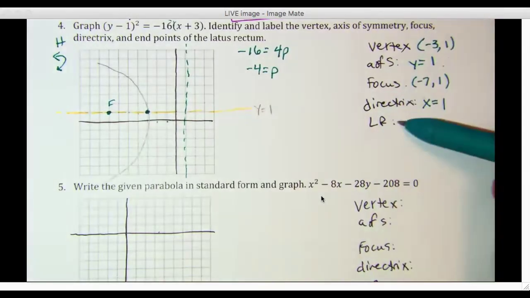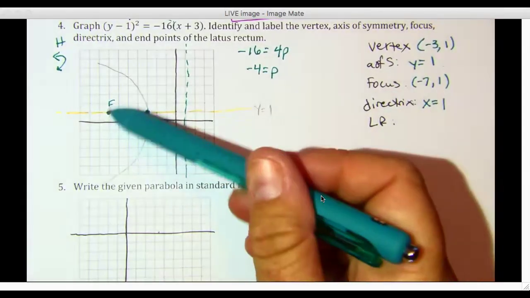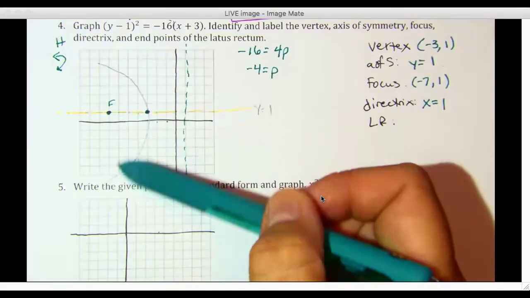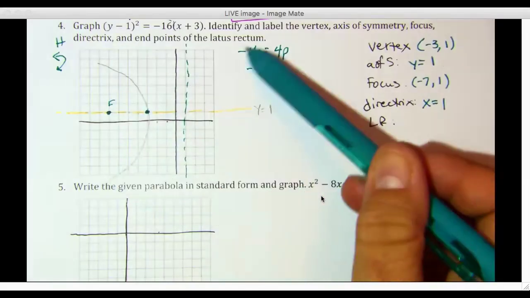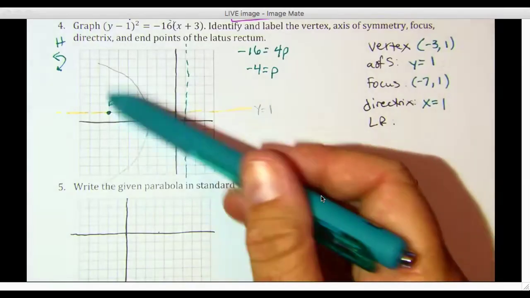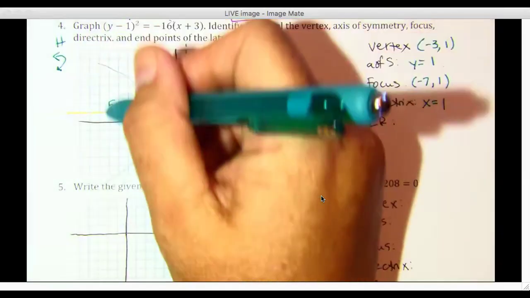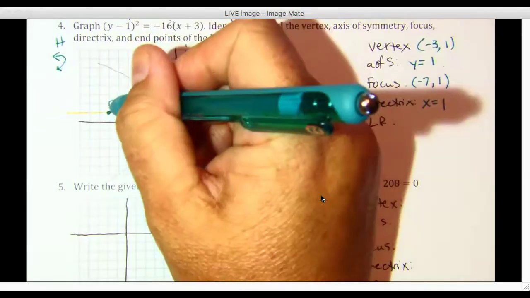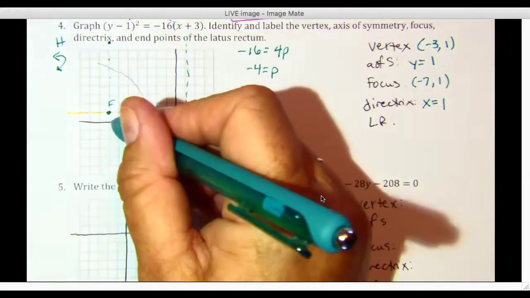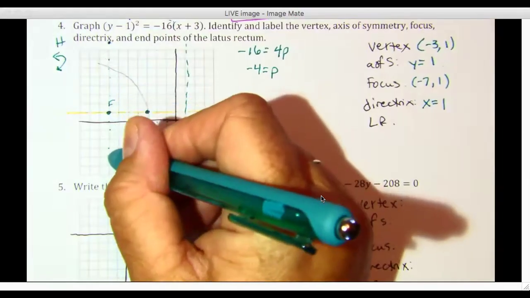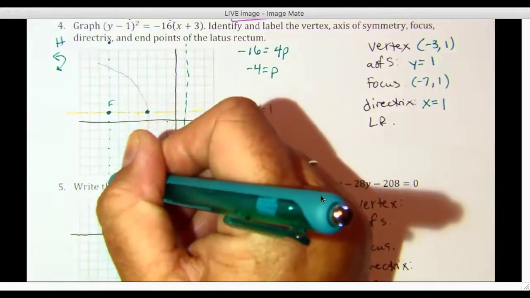So that's my axis of symmetry. And then the endpoints of my LR, remember those go through the focus, and the whole distance is going to be 4p, so that's 16, but we'll be going half in each direction. So 8 one way and 8 the other way. So going up 1, 2, 3, 4, 5, 6, 7, 8.